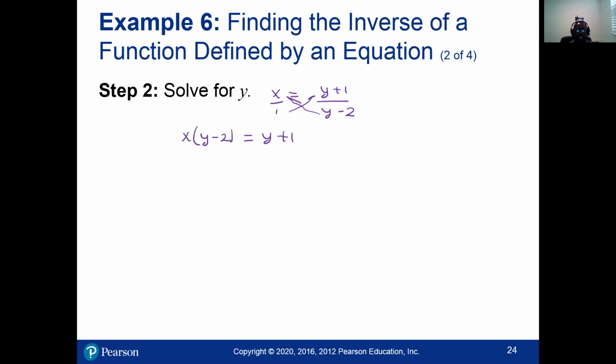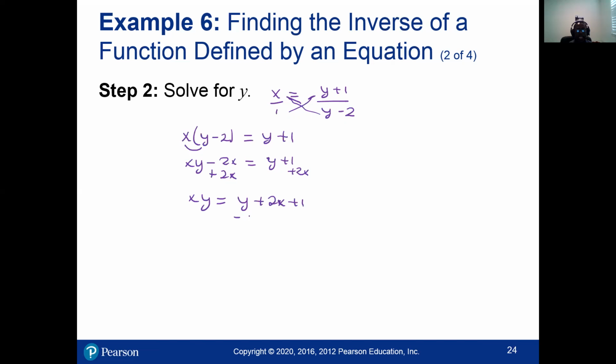Then let's distribute. So x times y is xy. x times minus 2 is 2x, and then we have y plus 1. So let's add 2x to both sides because I want to bring like terms, all the y's, together. Okay, and then we're going to add 2x to both sides. So that gives me xy on this side and y plus 2x plus 1.